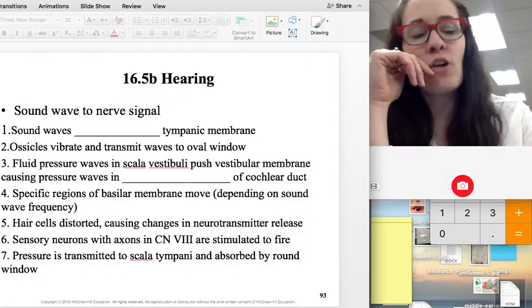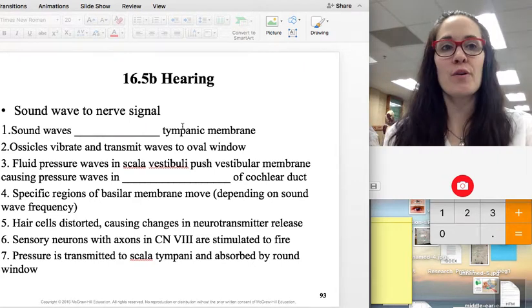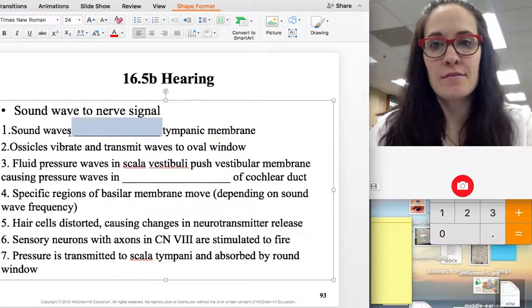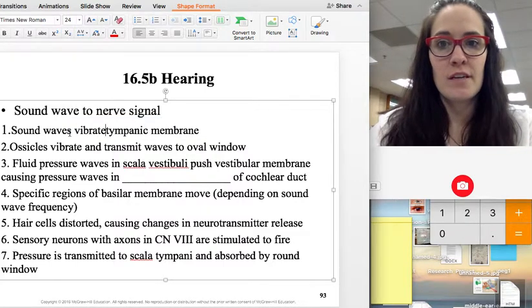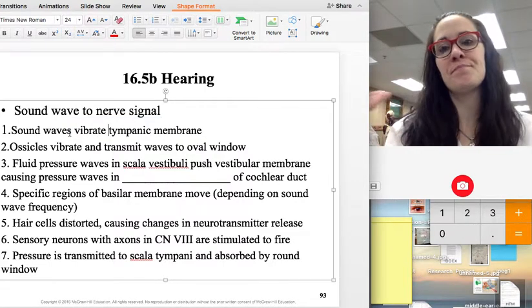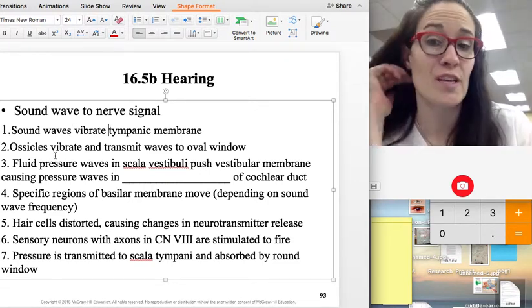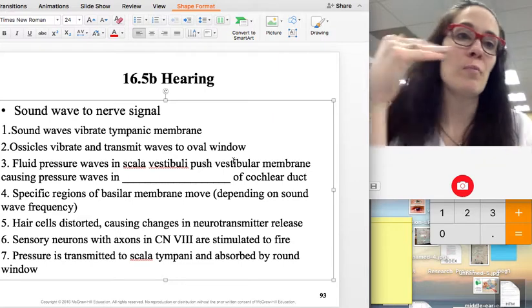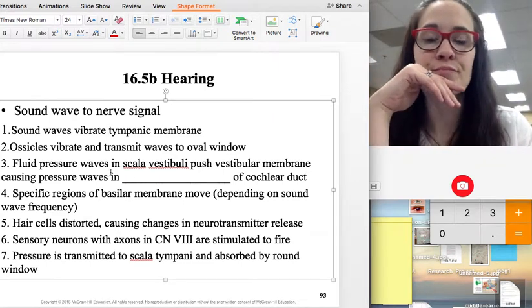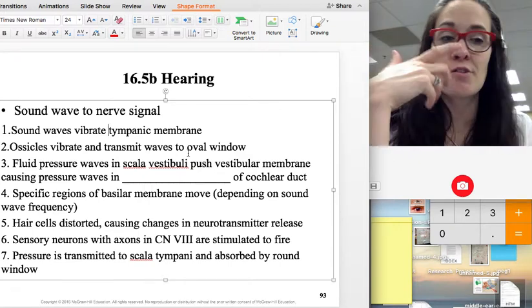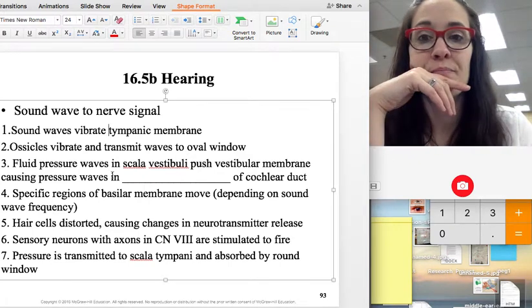Okay, so this is how you hear, putting it all together. Sound waves vibrate your tympanic membrane. They will pass those sound waves to the ossicles. Those are the ear bones. They'll pass it along to the oval window. The oval window will pass the message into your internal ear.